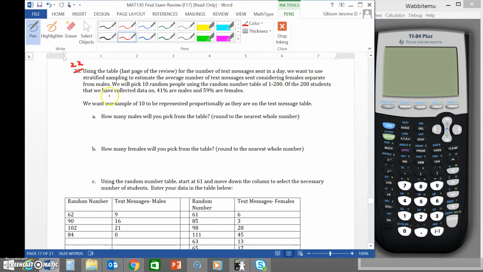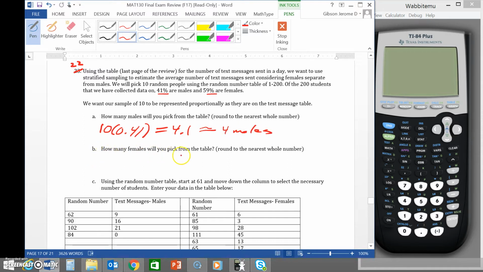Of the 200 students that we have collected data on, 41% are males and 59% are females. We want our sample of 10 to be represented proportionally as they are on the text message table. How many males will you pick from the table? Okay, so it's 41% male, 59% female. So you're supposed to take the total of 10 that's needed and multiply by 0.41 to represent the males, and that would equal 4.1. Because it said round to the nearest whole number, it will be 4 males.